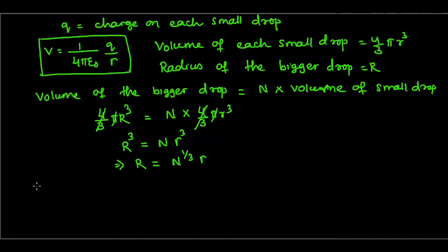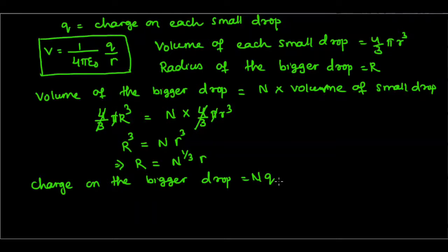Now we have to find the charge on the bigger drop. Charge on the bigger drop will be equal to capital N into small q, because we have n number of drops and each drop carries a charge small q. So when they are combined, the total charge on the bigger drop will be nq, and let us say this value is equal to capital Q. Capital Q is the charge on the bigger drop.